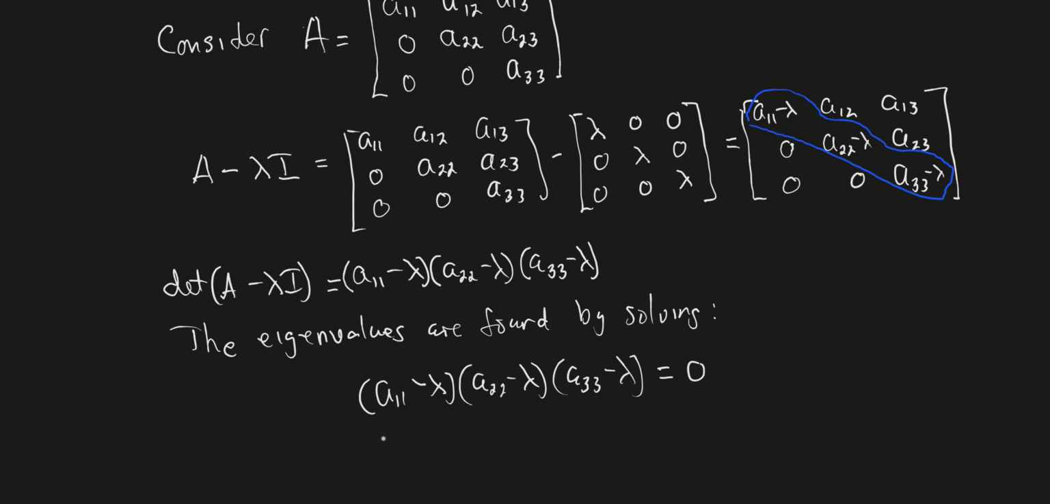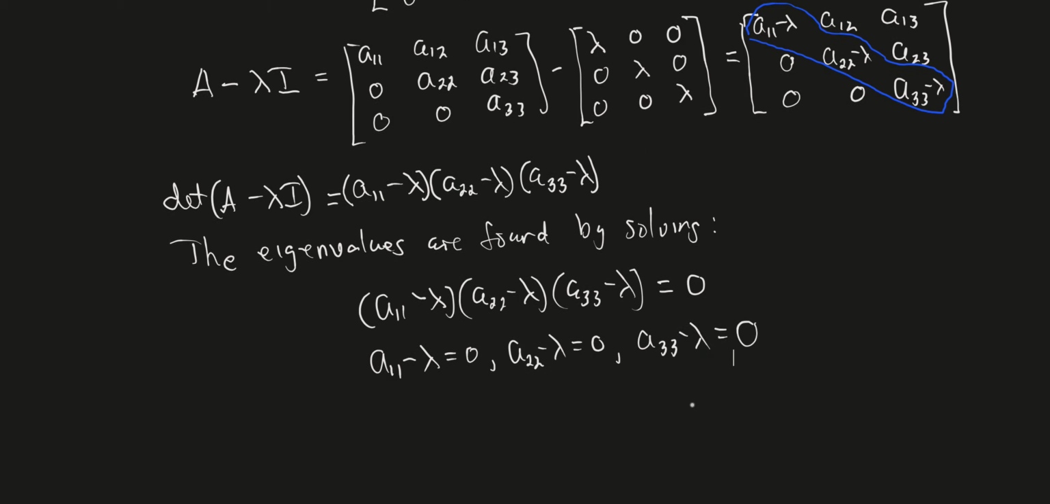So what this means is either A11 minus lambda is equal to 0, or A22 minus lambda is equal to 0, or A33 minus lambda is equal to 0. So solving this equation, I get that lambda is equal to A11, or lambda is equal to A22, or lambda is equal to A33. Now how convenient is that?